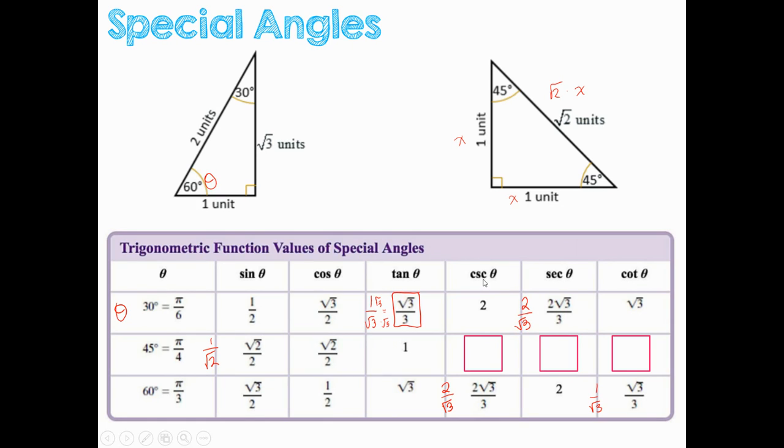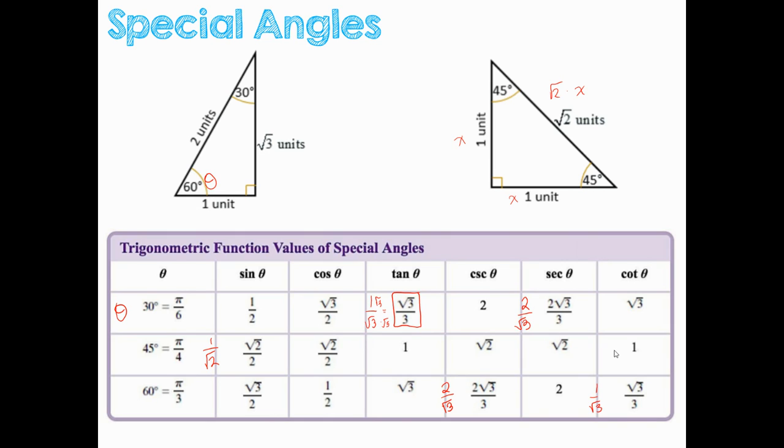Now looking at cosecant, we're now going to take our hypotenuse over the opposite side. So root 2 over 1, which is just root 2, which will be the same answer for secant because, again, this is an isosceles triangle. And then cotangent for 45 degrees is 1. It's pretty nice that way.